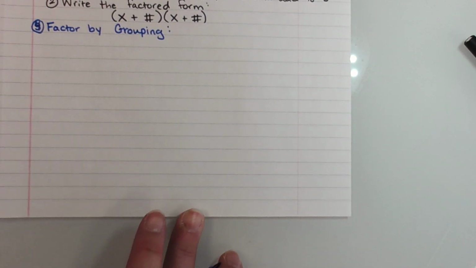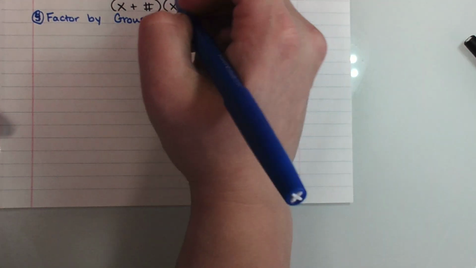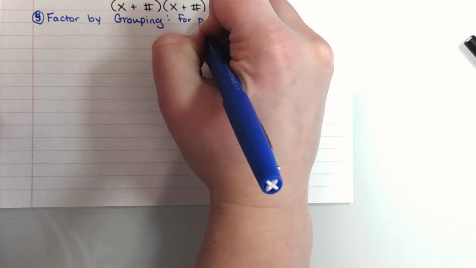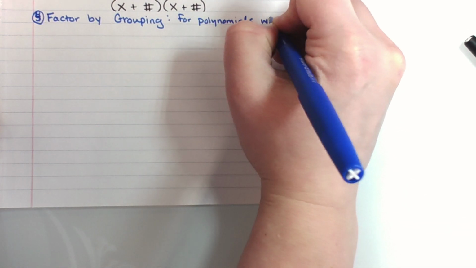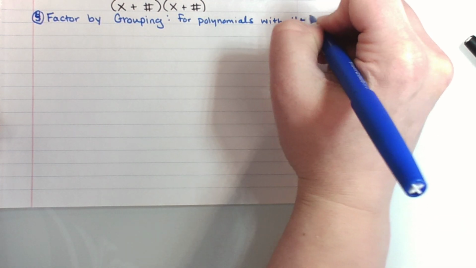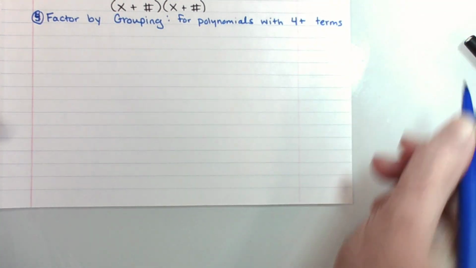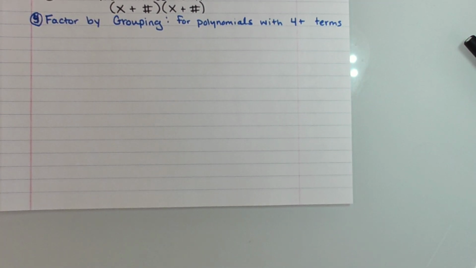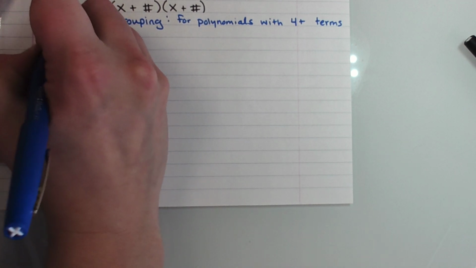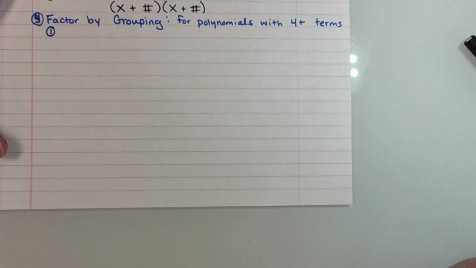Factoring by grouping is for polynomials with 4 or more terms. It's for the bigger polynomials. Now, you might be questioning right now, like, what the heck do you mean, Benson? We haven't been factoring polynomials with 4 or more terms. What do you mean we've been doing this already? It might get a little more clear when I talk about the steps of factoring by grouping.